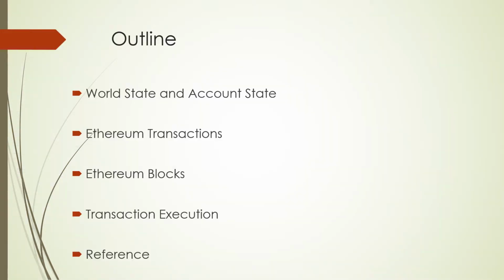First, I'll explain what the world state is and what an account state is made of. Then I'll talk about transactions in Ethereum and the fields of a transaction. Then I will talk about blocks in Ethereum and the elements that are included in the header of a block. Finally, I'll talk about transaction execution, which is the most complex part of Ethereum's protocol. And finally, we'll see the references.